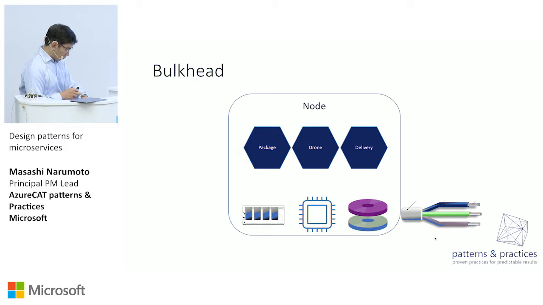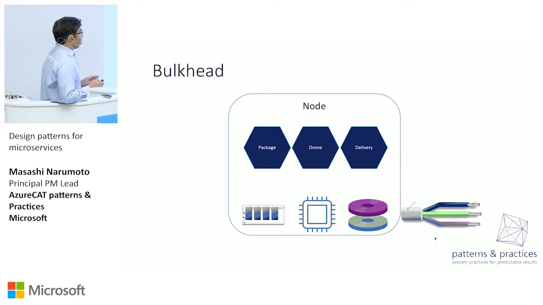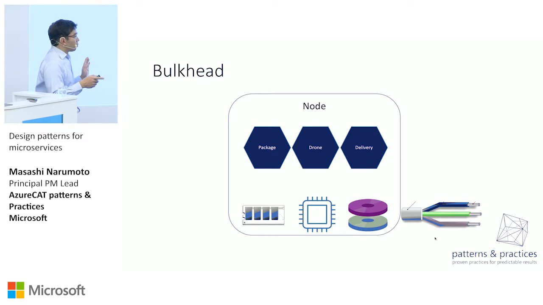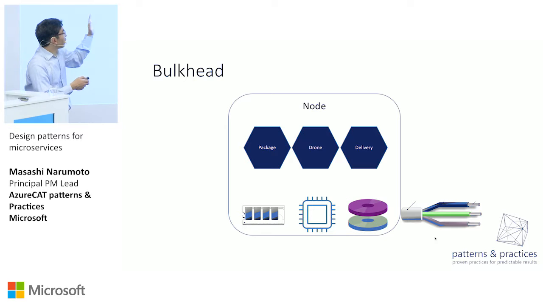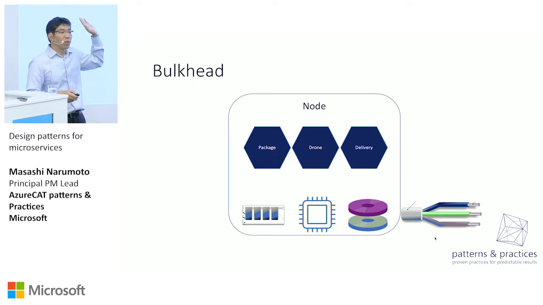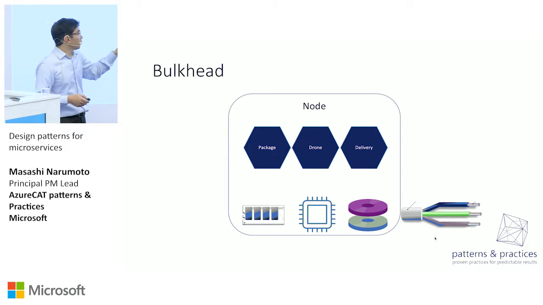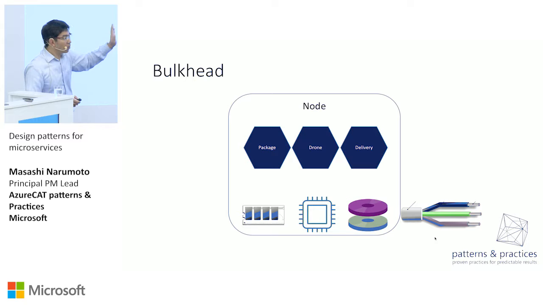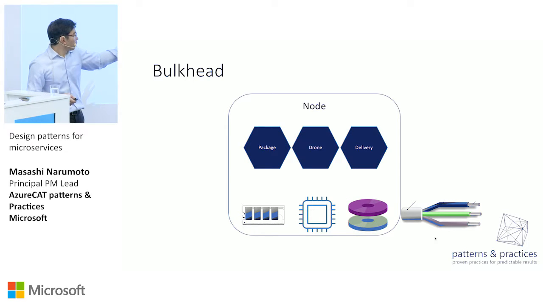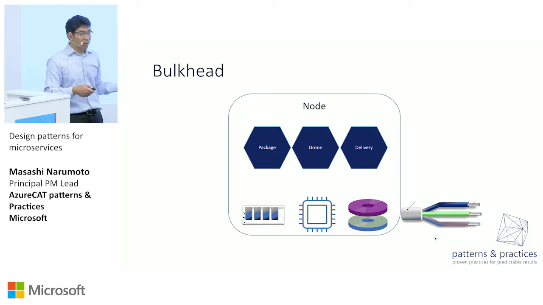Bulkhead. In microservices or containerized applications, it is very common to share one node with more than one service, right? In this case, package, drone, and delivery. Those three guys share the same node, which means they share the same resources: memory, CPU, disk, and network, or something else.